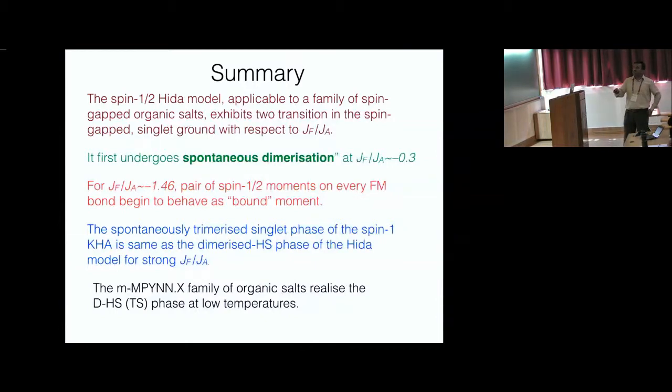The spontaneously trimerized singlet phase of spin-1 Kagome is, in fact, the same as just the large AF limit of the dimerized hexagonal singlet phase of the Hida model. And we believe that this family of organic salts actually realize the dimerized hexagonal singlet phase, or you can call it equivalently TS, the trimerized singlet phase, at low temperatures. Thank you very much.